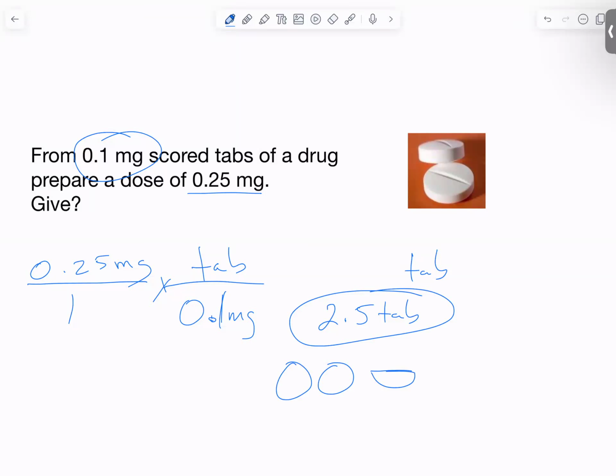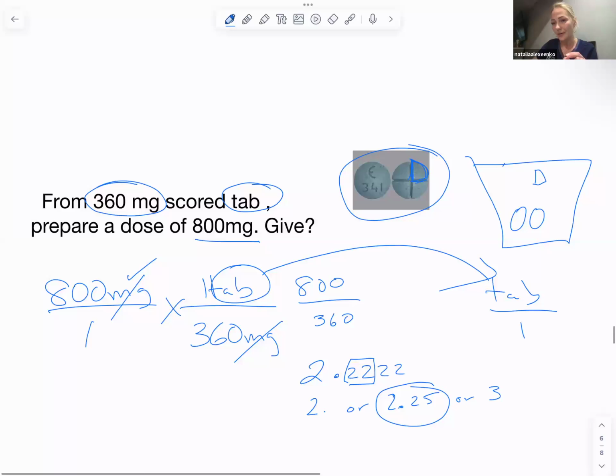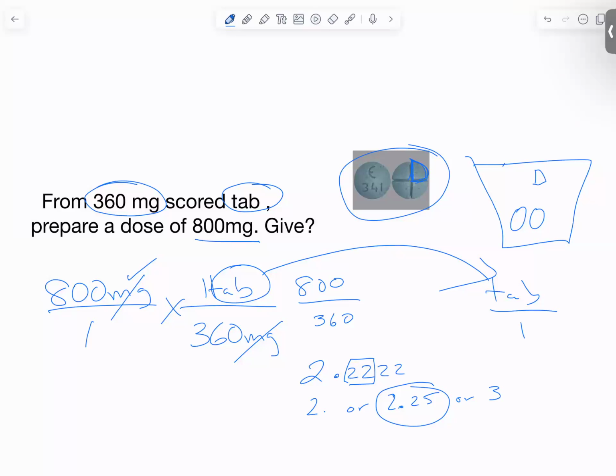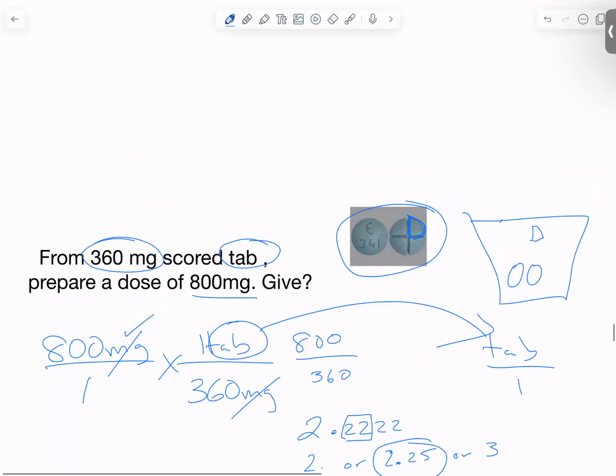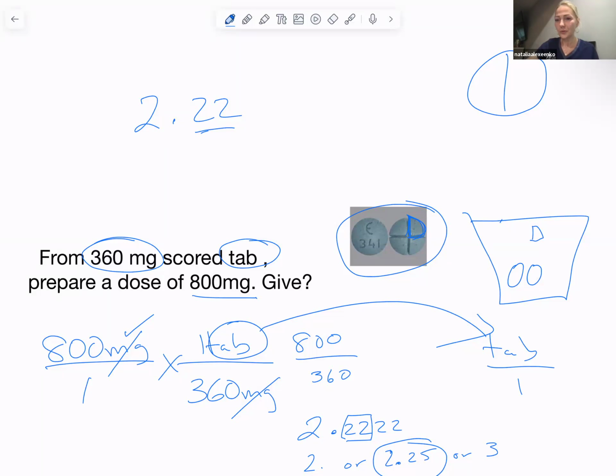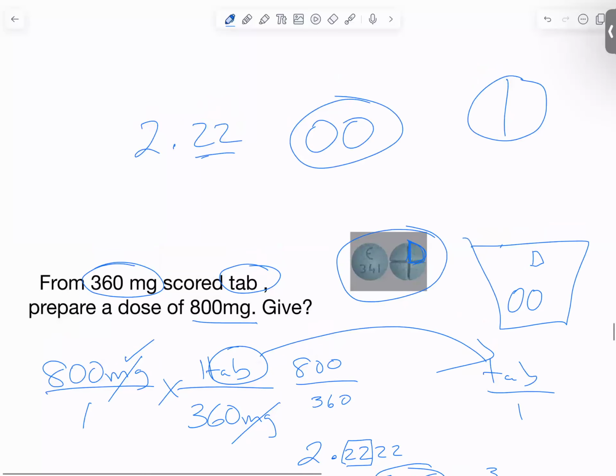All right. Now, let's get into some nitty gritty. Yes, somebody had a question? Yes, I have a question. The first question, it was a scored tablet. What if it was scored in halves? The answer would be different? Yes. If this one was a half, and your answer came out to 2.22, and you can only score a tablet in half, is the 0.22 closer to 2 or 2.5? 2. Yeah, you would have to give 2 tablets. Okay. So pay attention to what it's scored to.